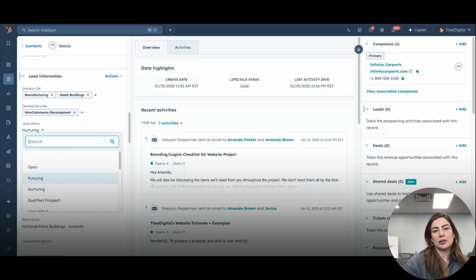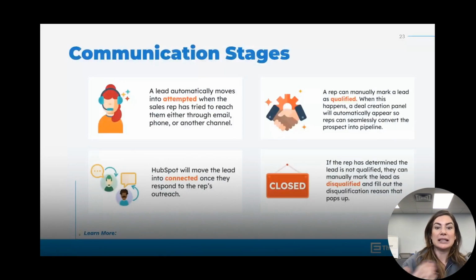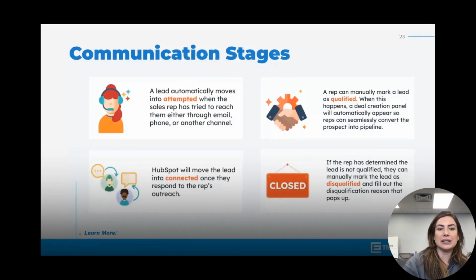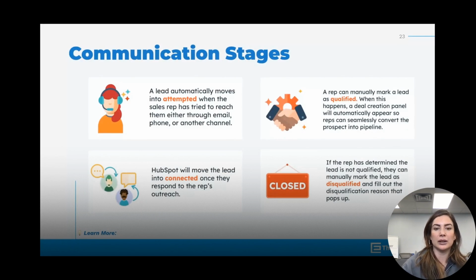So going back to the communication stages. A lead automatically moves to attempted when a sales rep has reached out to them through email, phone, or another channel. So when we're registering that lead in HubSpot, it's in new. We need to connect with them. And if I haven't been able to do that, then that lead moves into attempted. And then a rep can qualify by manually marking a lead as qualified. When this happens, the deal creation panel will automatically appear.